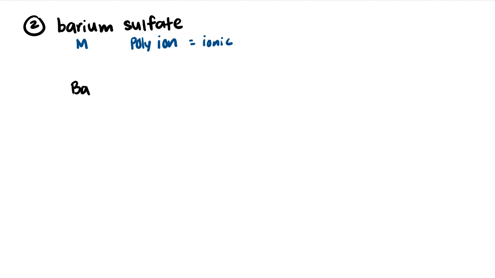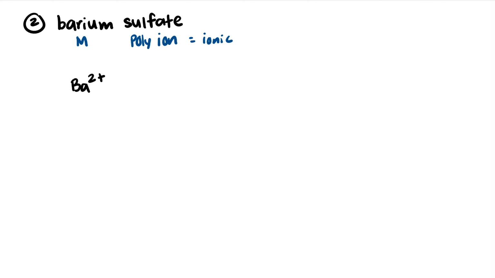Barium is in group 2, so it carries a 2 positive charge. Sulfate is not on the periodic table. Sulfate is a polyatomic ion. So that ATE ending usually means we have a polyatomic ion. Those are going to be one of the 9 that we have memorized.